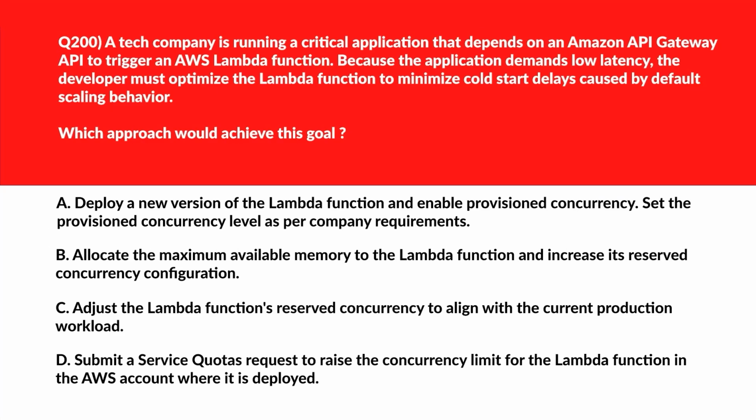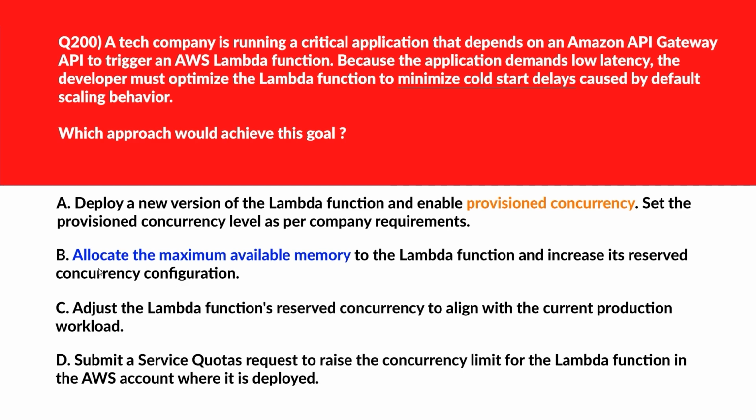Alright, now we got a brainstorming question and this will test your concepts on AWS Lambda. So let's first look at option A. Option A, if we look, says deploy a new version of Lambda function and enable provisioned concurrency. Provisioned concurrency keeps Lambda function instances warm, which will significantly minimize cold start time and also meet the latency-sensitive application requirement of the question if we read right. So this looks good because the application, it says, demands low latency, minimize cold start delays. Let's keep this option A.